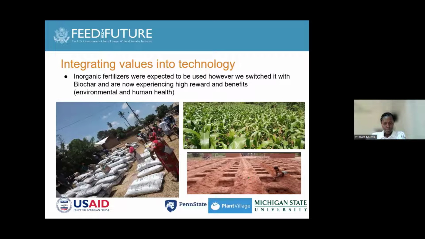And during the input distribution, when we were able to distribute the inputs and discuss with the farmers the importance of having this organic fertilizer in their fields, it was a good way of enabling the farmers to adopt the technology.